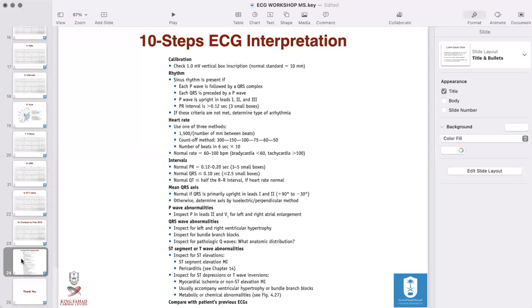Before we go to abnormal ECGs, where I'm gonna ask any of the attendees to go over these 10 steps, I'm gonna bring it back and forth. Before we do that, any questions from the attendees before we move to the ECG game?